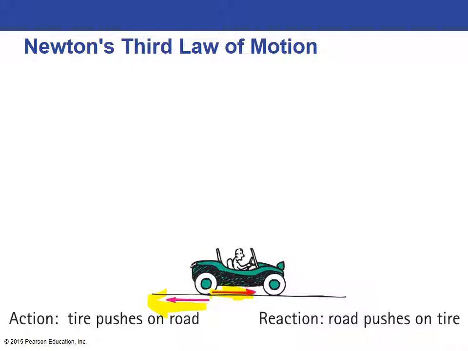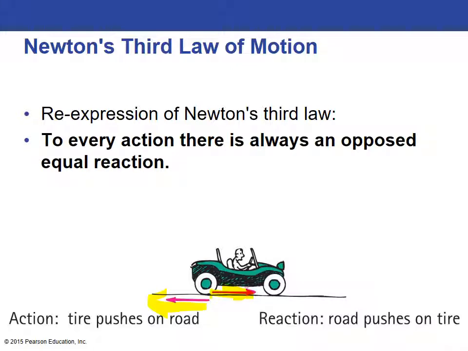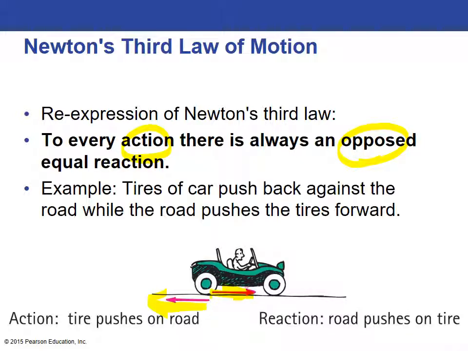It is the interaction of the surface of the tire with the surface of the road. So Newton's law tells us that for an action, there's an opposite reaction. In our case, the road pushes the tires forward, and the motor of the car pushes the tires. The tires push backward, the road pushes forward.